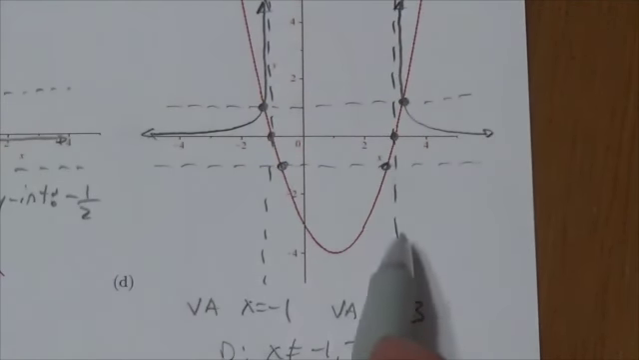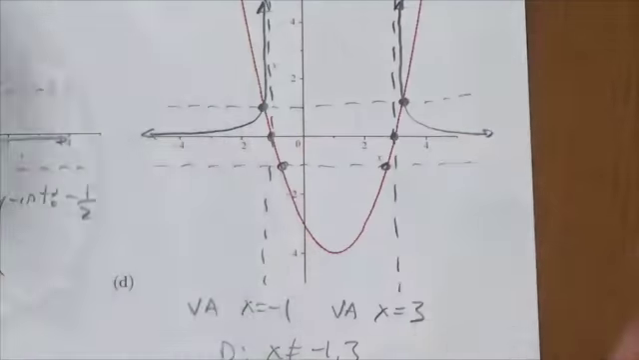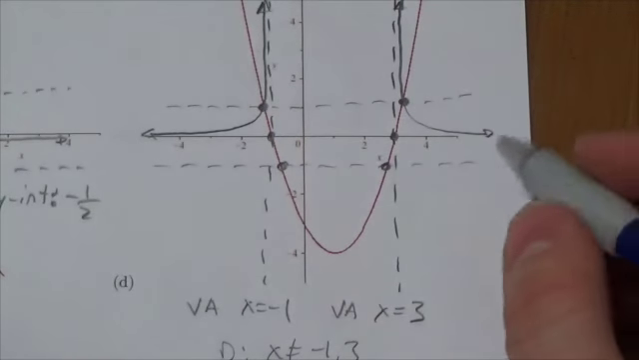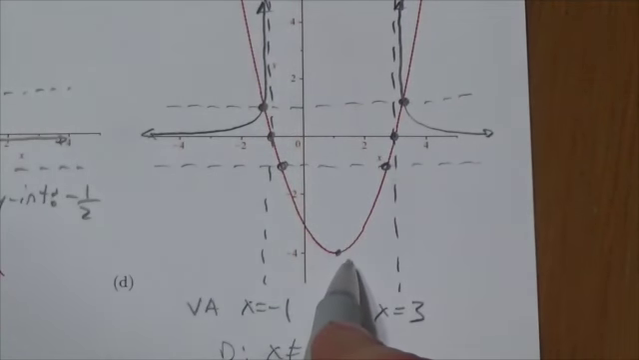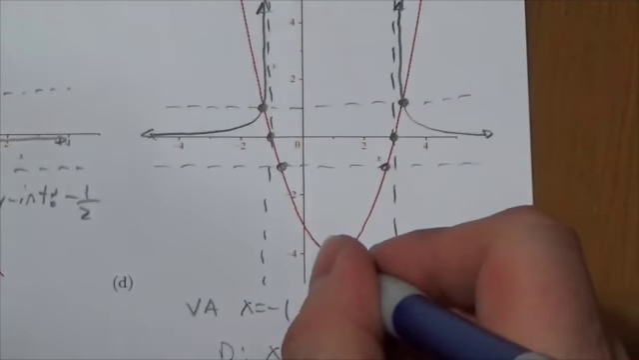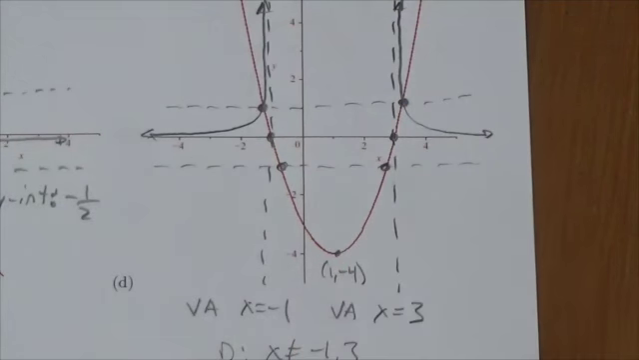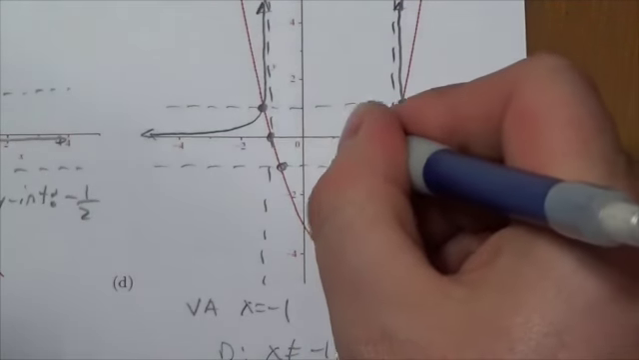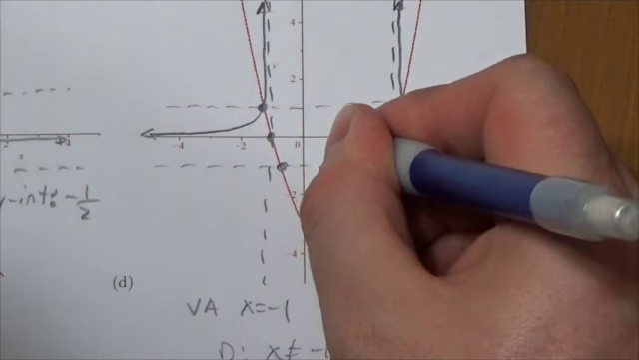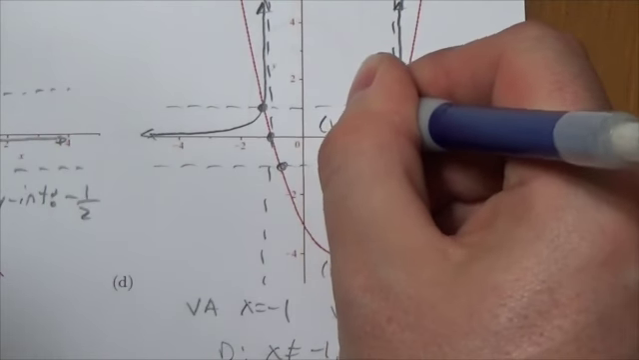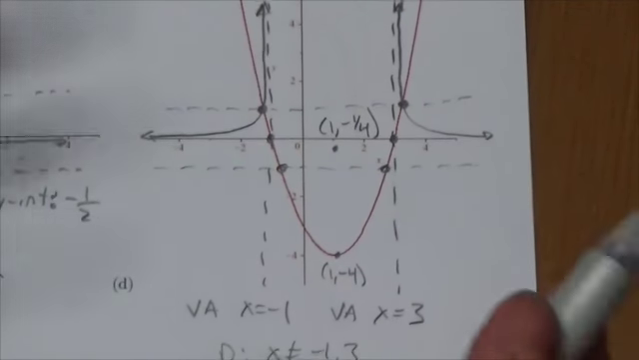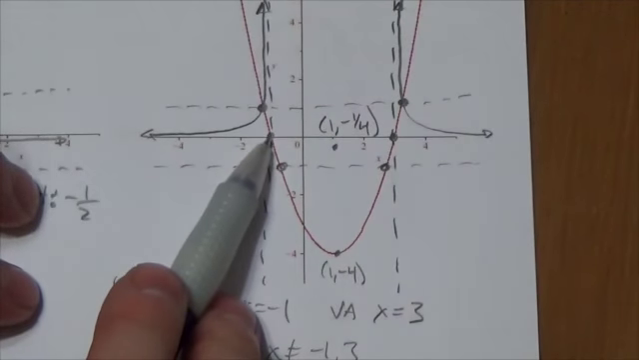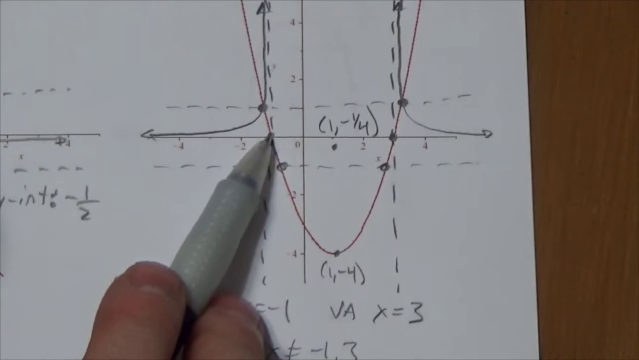Now, inside, in between the two vertical asymptotes here, notice that my vertex here is the point 1, -4. It is going to reciprocate up to the point, okay, 1, -1/4. Now watch what the function does. The original function starts at the x-axis here.